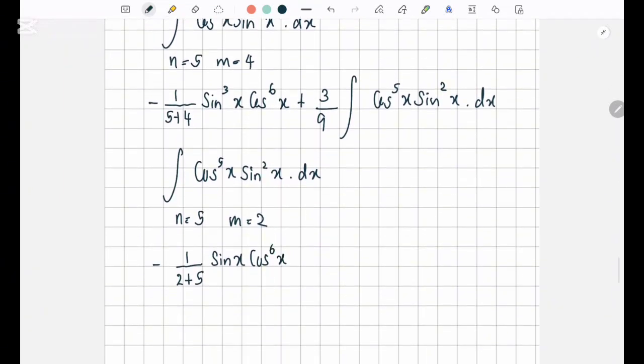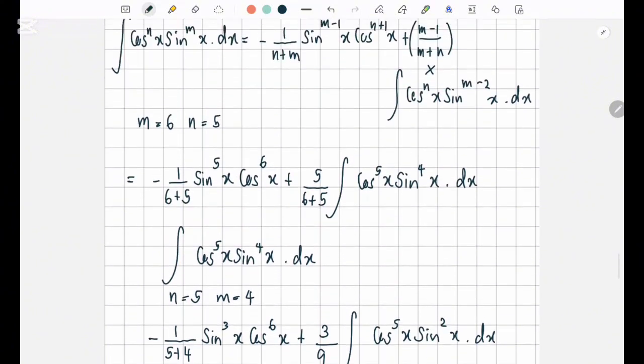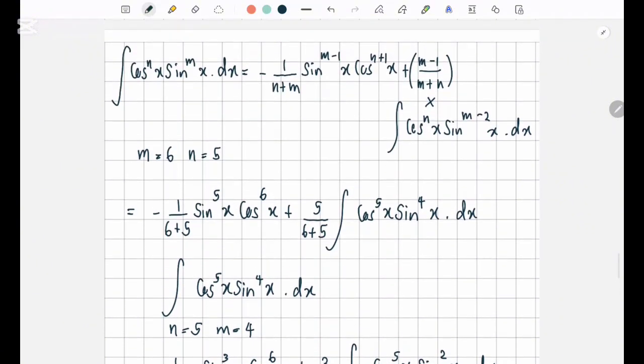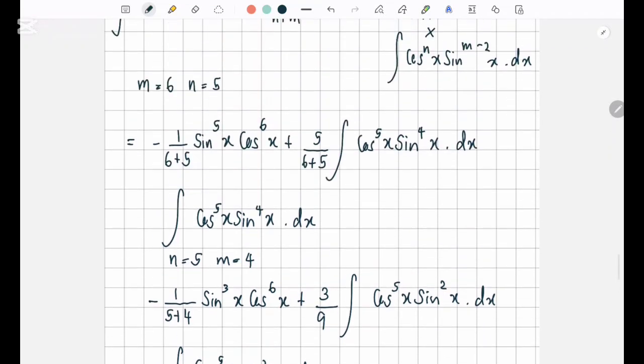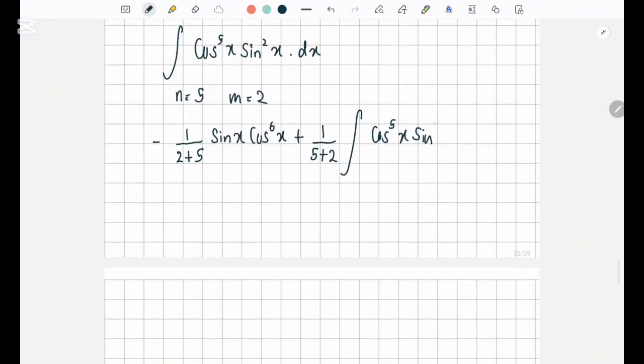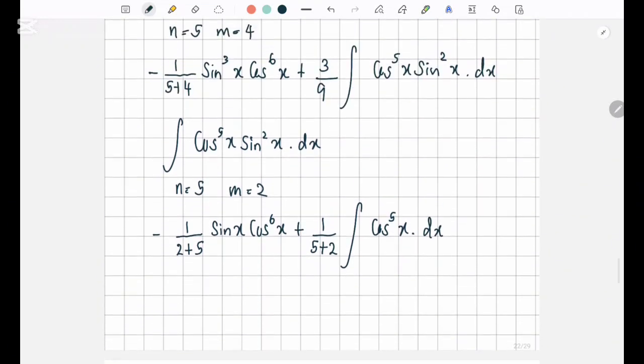6x plus cos x to the power 6, and m minus 1 over n plus 1. So m minus 1 is 1 over 5 plus 2, integration of cos x to the power 5 and sine x to the power, now it's m minus 2, 2 minus 2, so it becomes 0, meaning it's just the integration of cos x to the power 5.